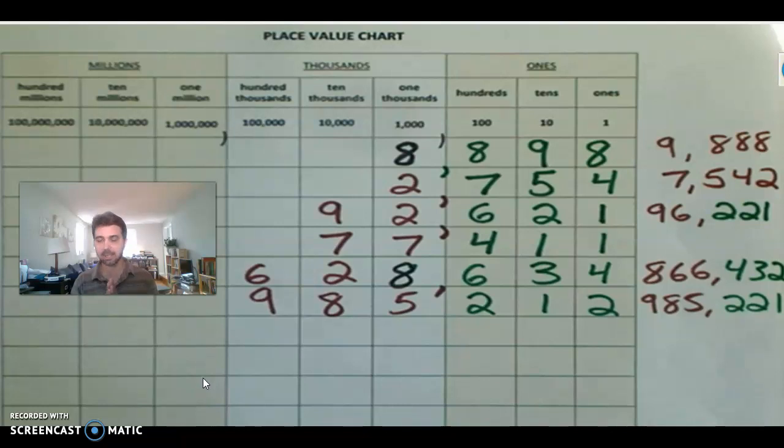So yesterday we had some big numbers up into the 100,000s place. Which number was the largest yesterday? Was it our first number or our second number? Second number, right? That was pretty easy.